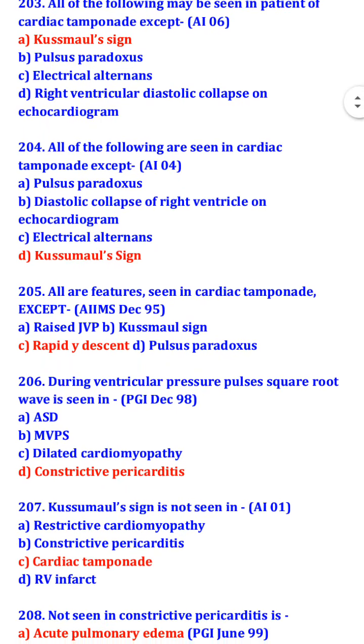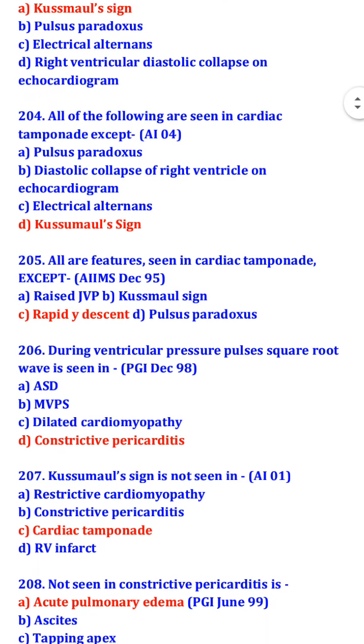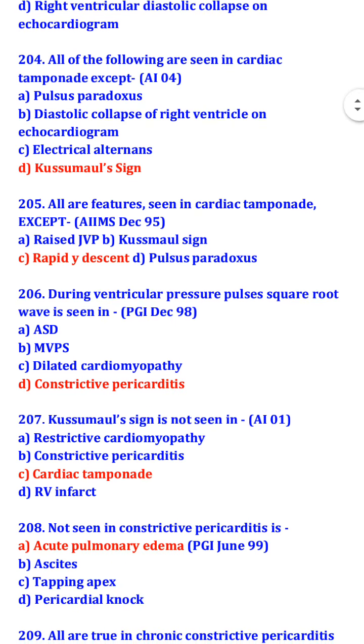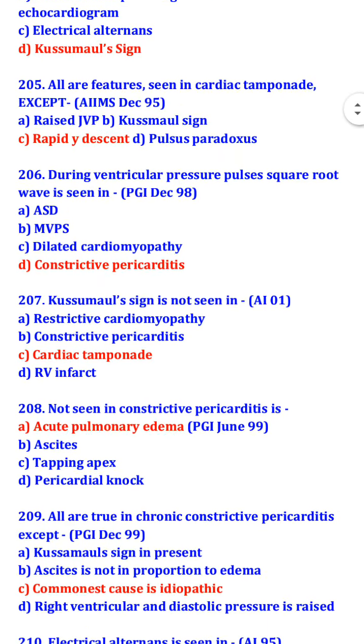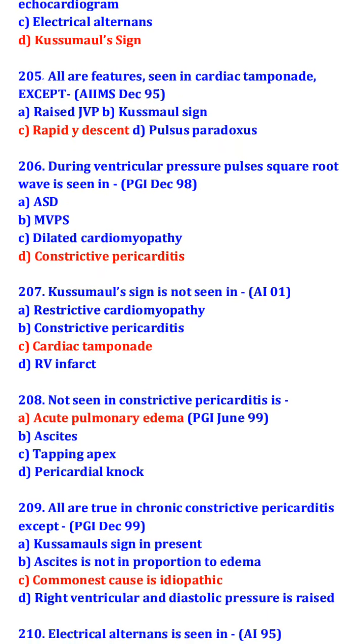All are features seen in cardiac tamponade except rapid Y descent. So what can be seen in cardiac tamponade? Raised JVP, and pulsus paradoxus. The square root sign in ventricular pressure tracing is seen in constrictive pericarditis. Kussmaul sign is not seen in cardiac tamponade.